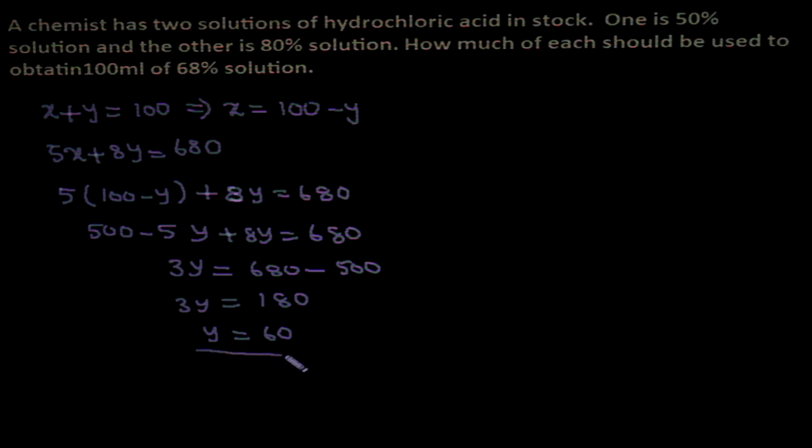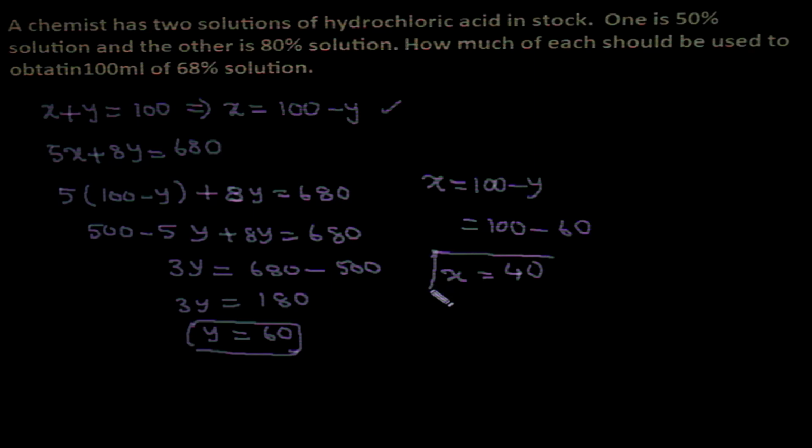Substitute this value of y in this equation. That is x is equal to 100 minus y. y is 60. Therefore x is equal to 100 minus 60, which is 40. Therefore, one is 40 ml and another one is 60 ml.